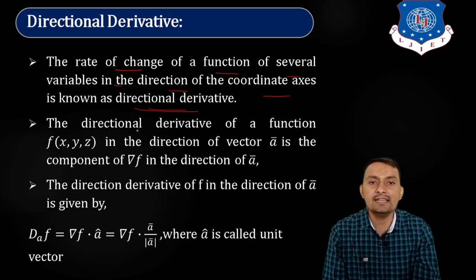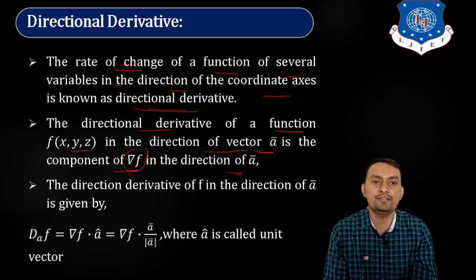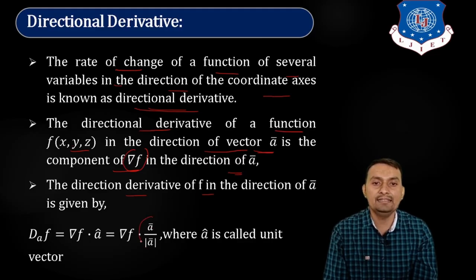The directional derivative of a function f of x, y, z in the direction of vector A is the component of grad f in the direction of A. And the formula: the directional derivative of f in the direction of A bar is given by grad f into A bar divided by its modulus. And this is the unit vector, so we write a cap dot grad f.